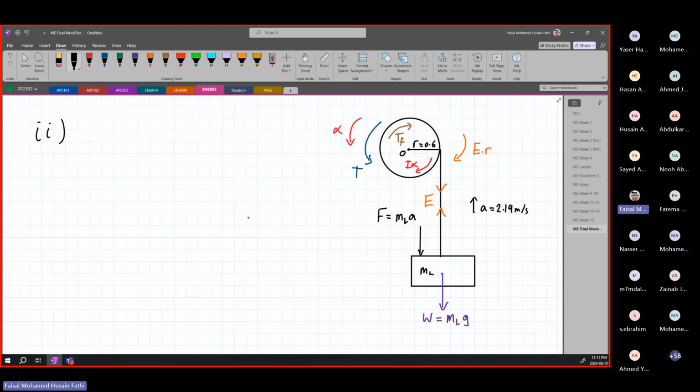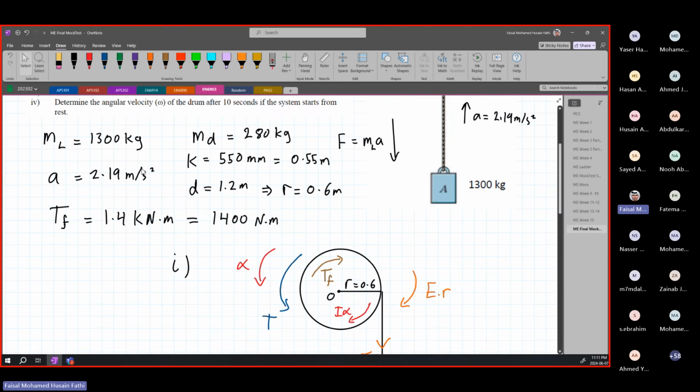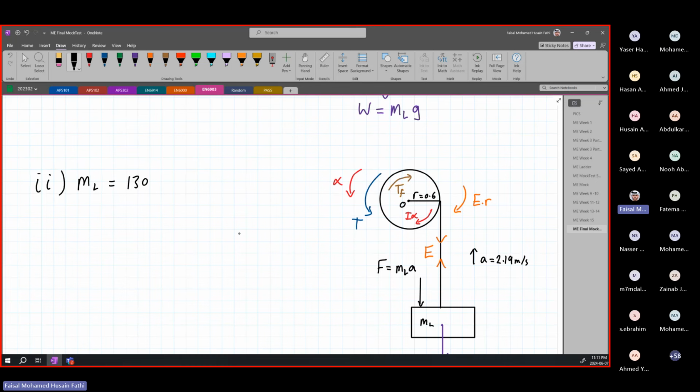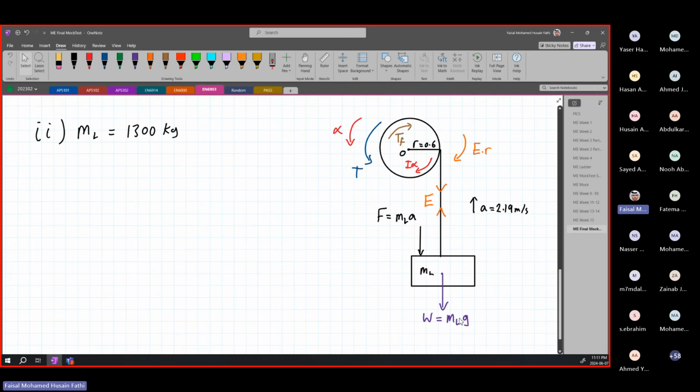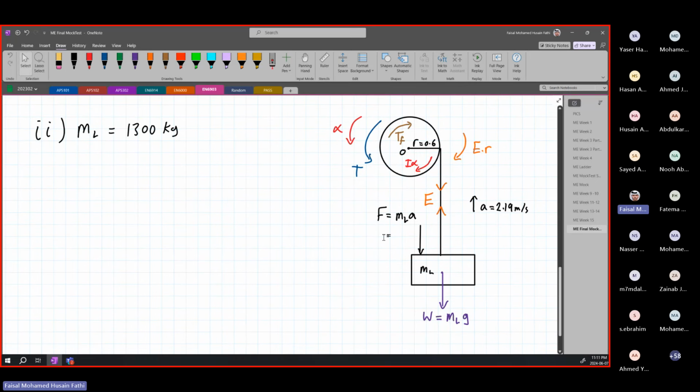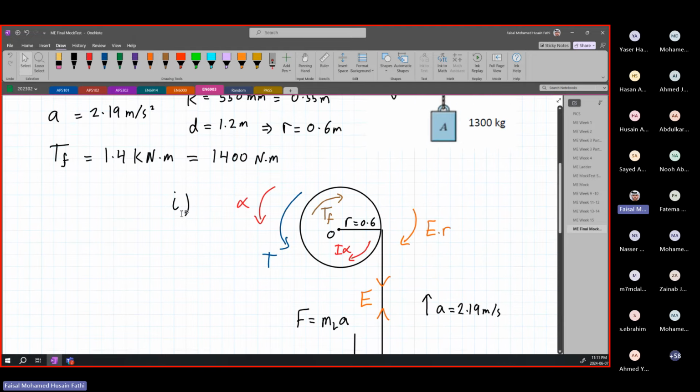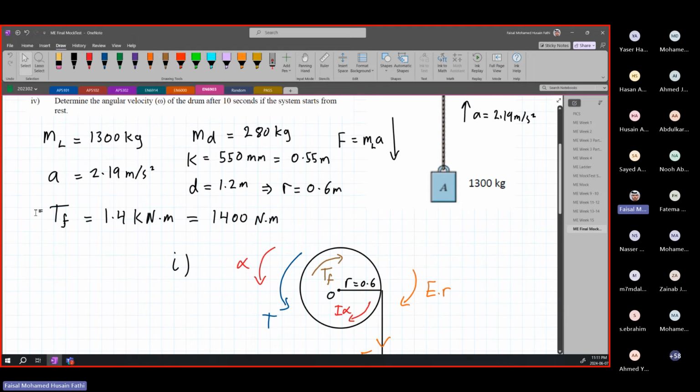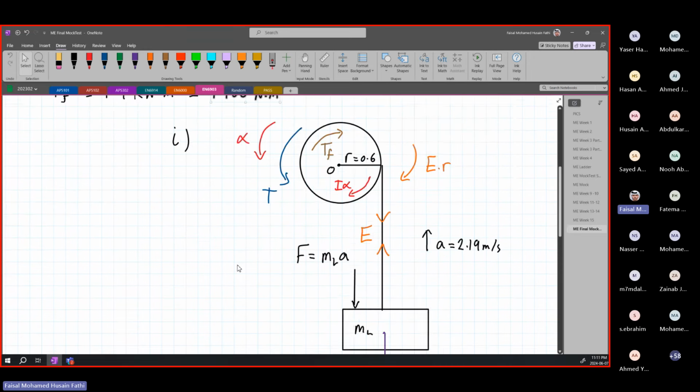So we have the mass of the load. All right, again, reminder, mass of the load is equal to 1,300 kilograms. We have acceleration, 2.19, written over here. We have our weight, which is ml times g. We have the mass of the load, so we can calculate that. We have our radius. We have TF, which was given to us as well in the question. And the frictional torque TF here is 1400 newton meters.